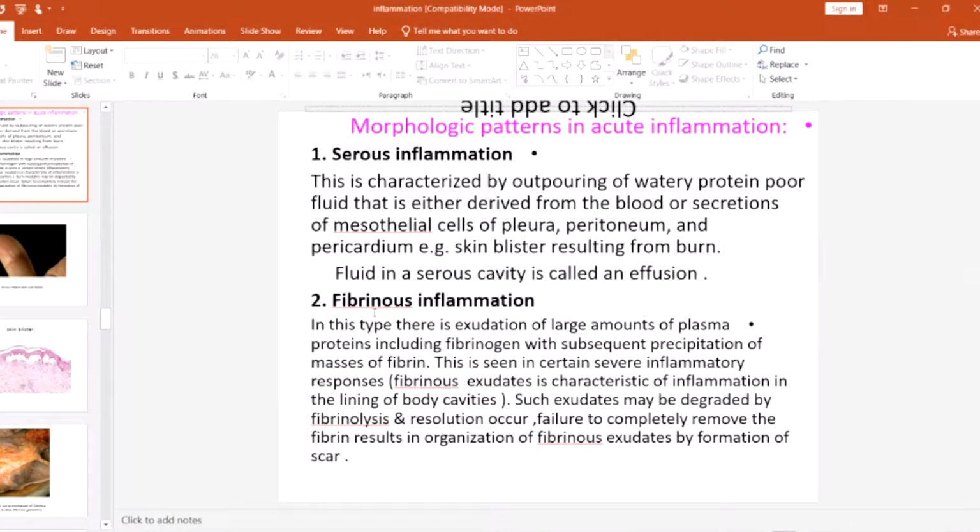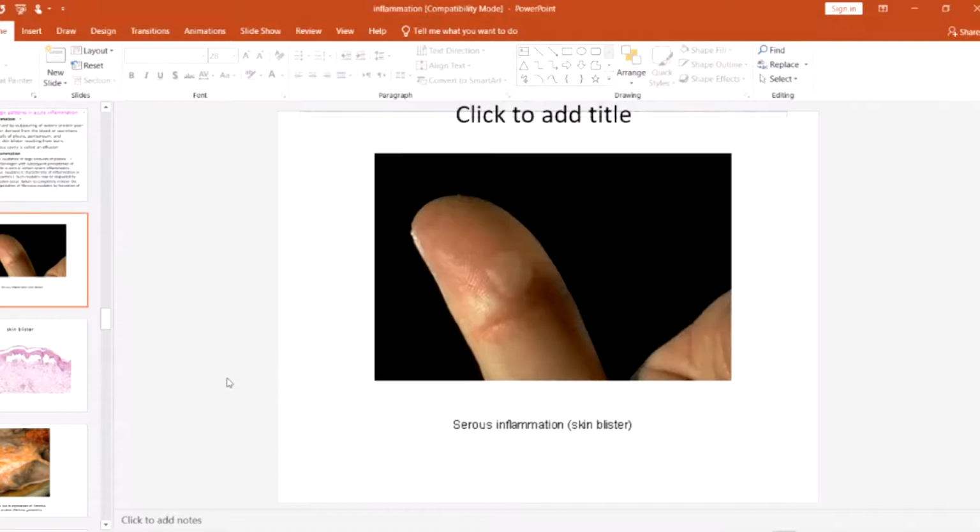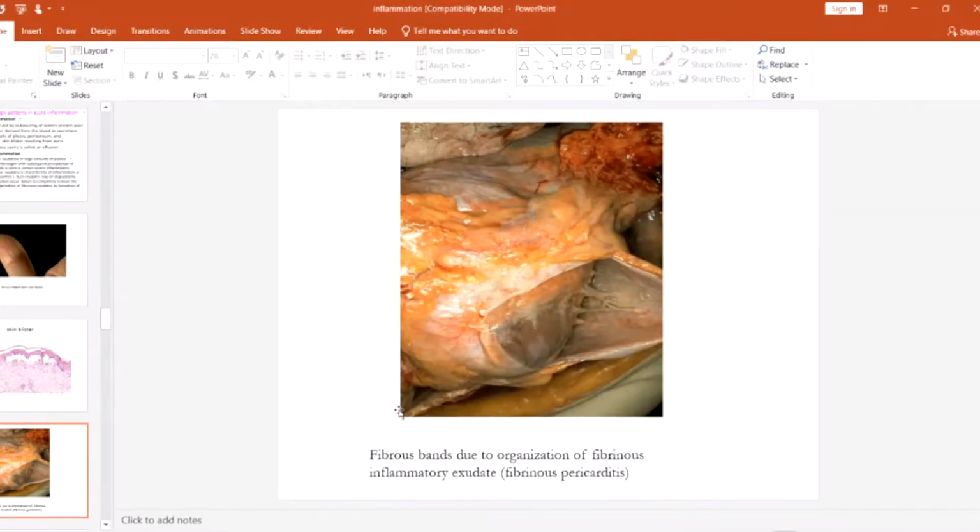الفبرينس عكس النوع الأول. قلنا السيروس هو بروتين بور فلويد يعني ترانزوديت ووتري. بالفبرينس من اسمه فبرين يعني بروتين، هنا هو اكزوديت يعني بروتين ريتش فلويد، ونشوفه بأمثلة من الالتهابات القوية الحادة. أوكي، وهنا راح يكون عندنا مثلا بحالة البريكاردايتس التهاب شغاف القلب. أوكي، وهذا راح يكون وياه فايبروسيس وسكار.